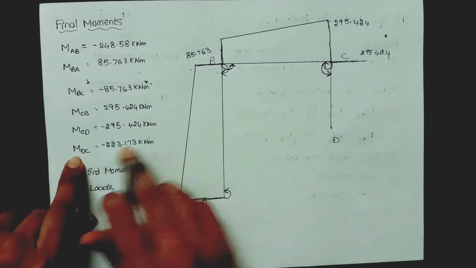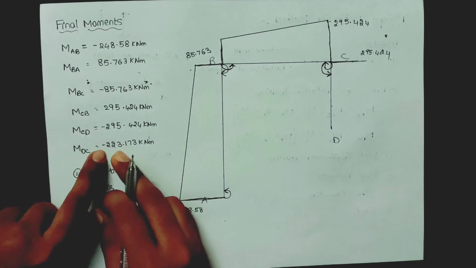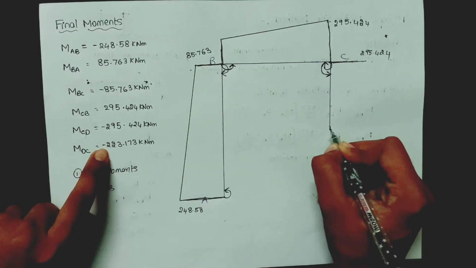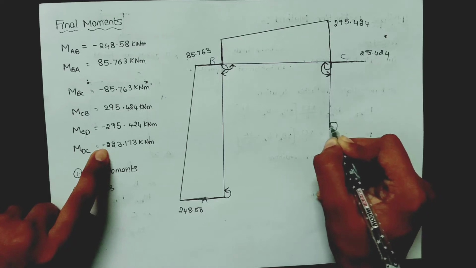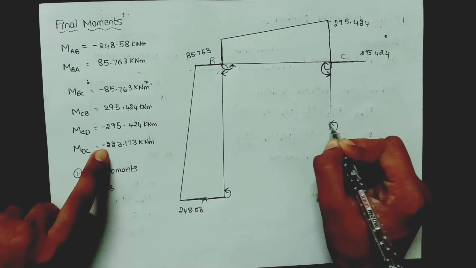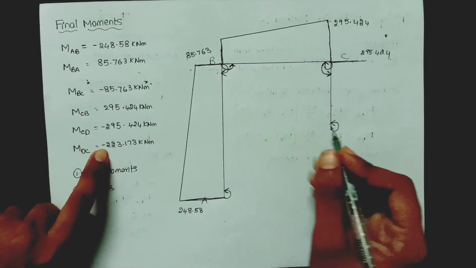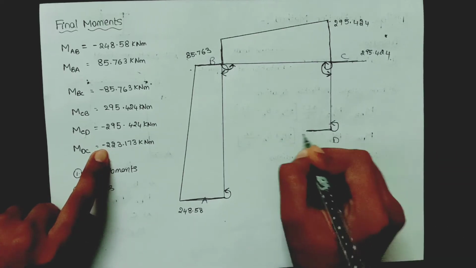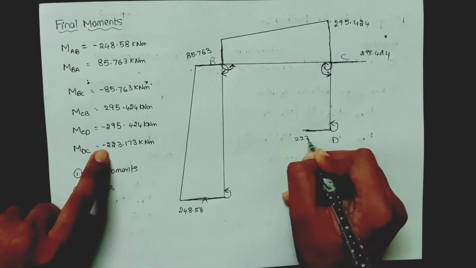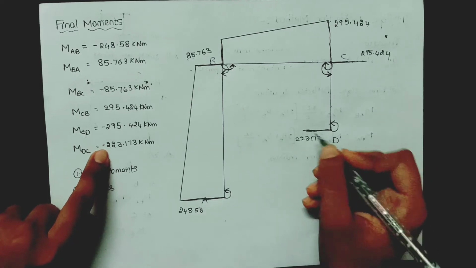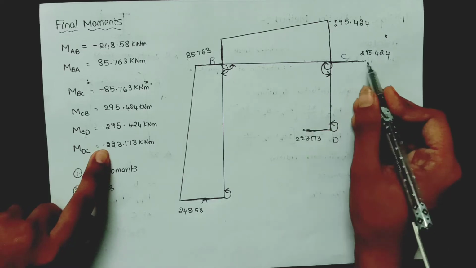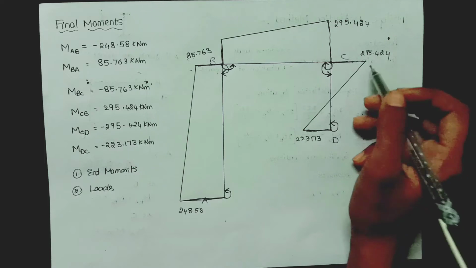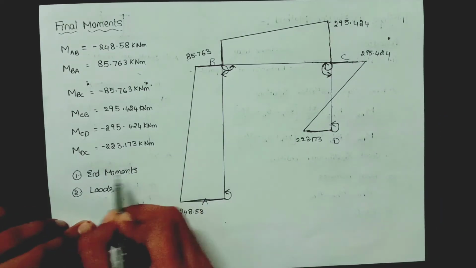And again for the member DC, the value is negative. Now from this point, negative means anti-clockwise direction, I am moving in anti-clockwise direction, so the arrow is indicating towards inside, that means left side direction, so I have to draw in the left side direction. So this is 223.173. Now I have to join this point and this point. So I have joined the 2 points. So we have completed indicating the end moments.